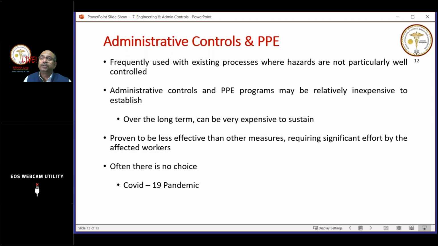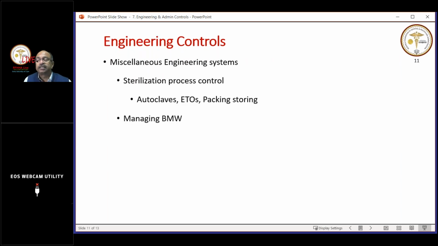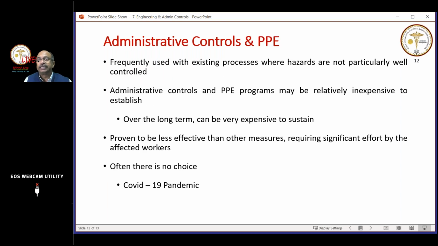Next, we come to the administrative controls. Before I get on to this, are there any questions? Or we can have the question session at the end of it. Both are possible. Okay. So if there are no questions, then I'll move to the next one.